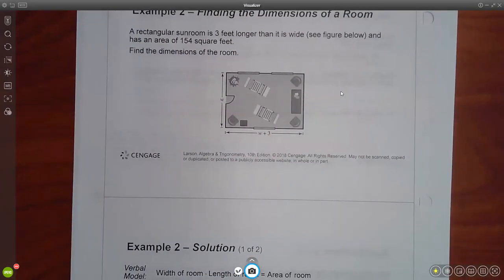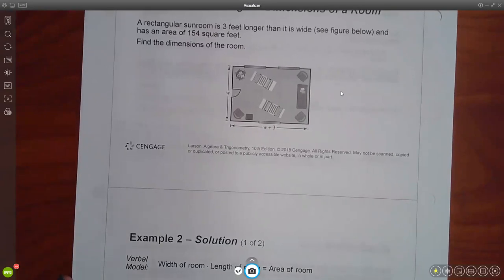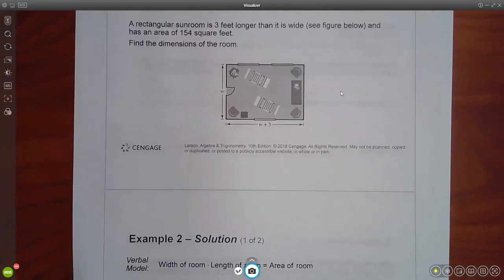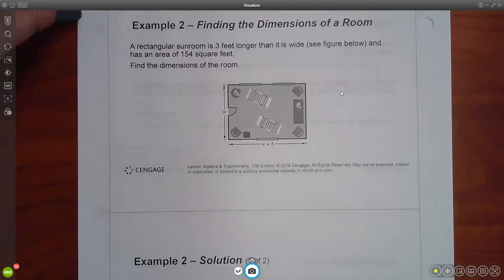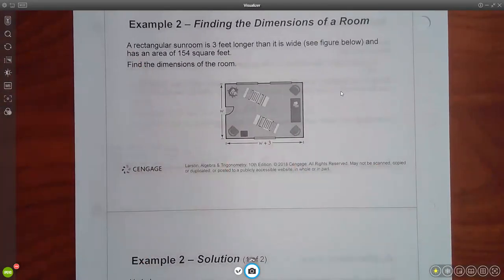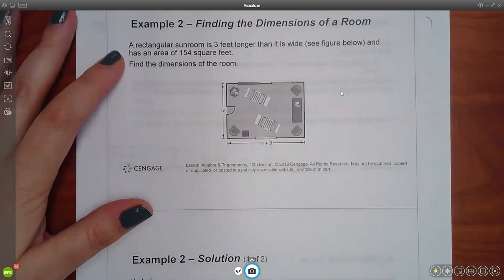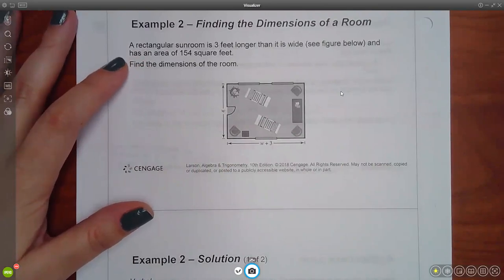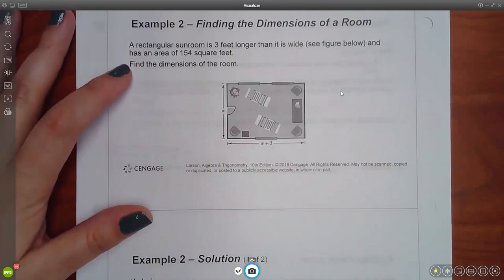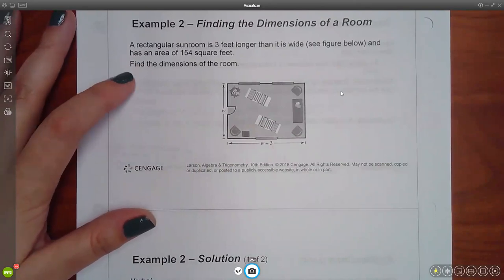Now, another kind of example is the same thing. It's still a room, but this time it's a rectangle, okay? And it's nice when they give you a figure, but sometimes they don't, and it's best to draw your own. These, though, I noticed they've been giving us the figures. So it says you have a rectangular sunroom that is 3 feet longer than it is wide and has an area of 154 square feet. Find the dimensions of the room.